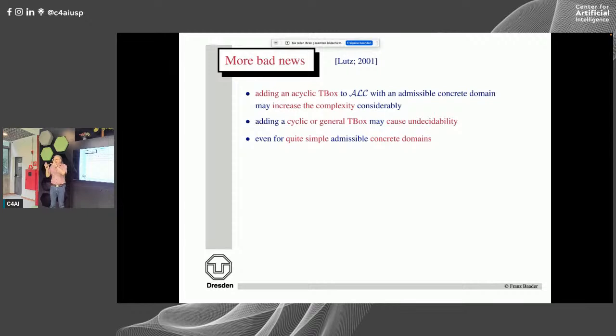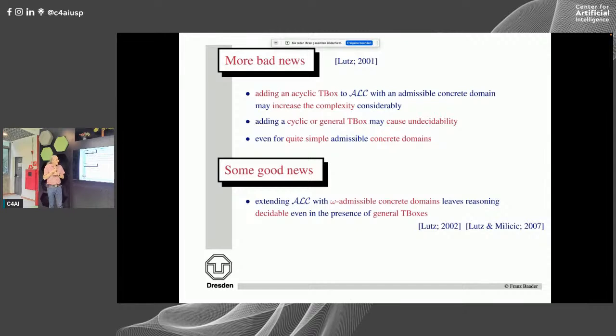So integers with some very simple operations, say integers with addition, is already enough to get undecidability. But of course, we still wanted to use description logics with concrete domains. So Carsten found conditions on the concrete domains that actually preserved decidability even in the presence of general T-boxes. And this condition is called omega admissibility.